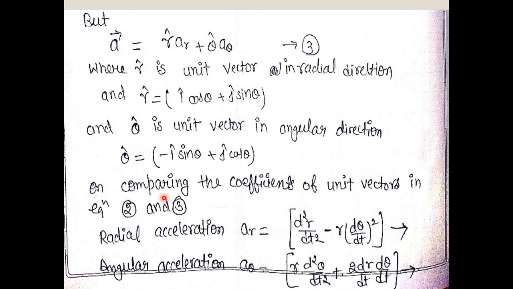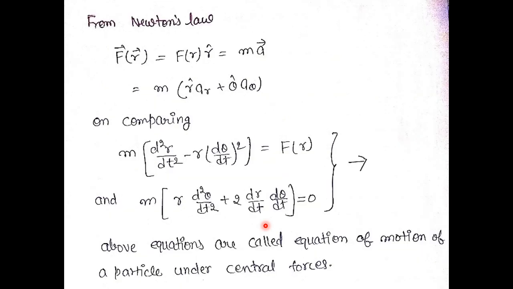So comparing both these equations, we get radial acceleration A_r equals d²r/dt² minus r (dθ/dt)², and angular acceleration A_θ equals r d²θ/dt² plus 2 (dr/dt)(dθ/dt). So we get r cap equals this, θ cap equals this, and the radial and angular accelerations will be these equations.